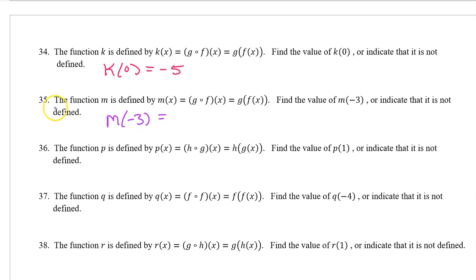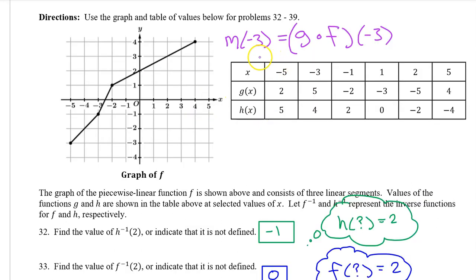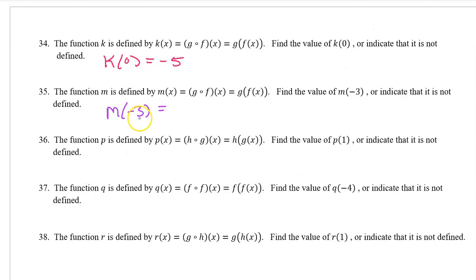For number 35, we need to find the value of m at negative 3. But m of x is also defined by g of f of x. So m at negative 3 will be g of f at negative 3. Working from right to left, we must start with f at negative 3. So here's negative 3 input value, and we see that f at negative 3 is negative 1. Then we move on to function g. G at negative 1 is negative 2. M at negative 3 is negative 2.